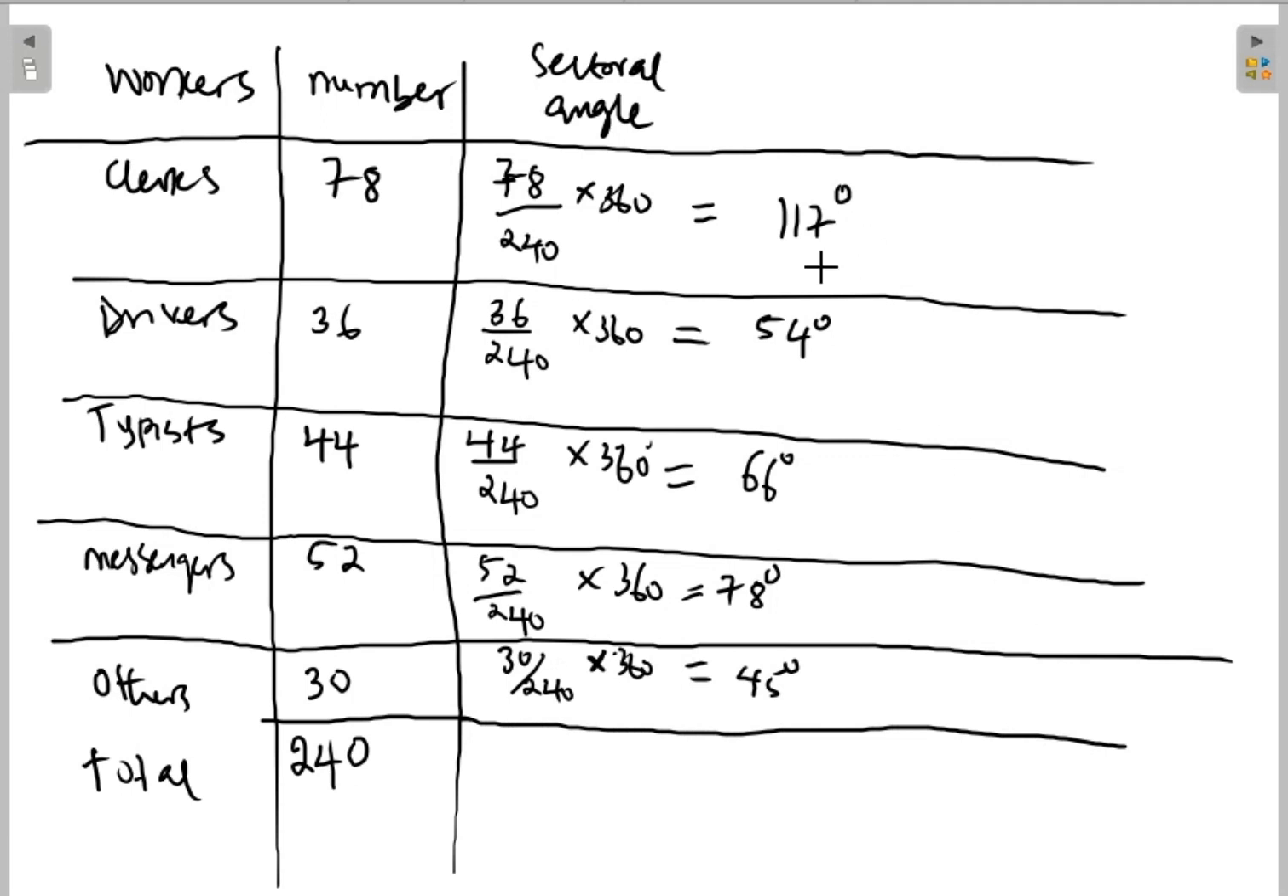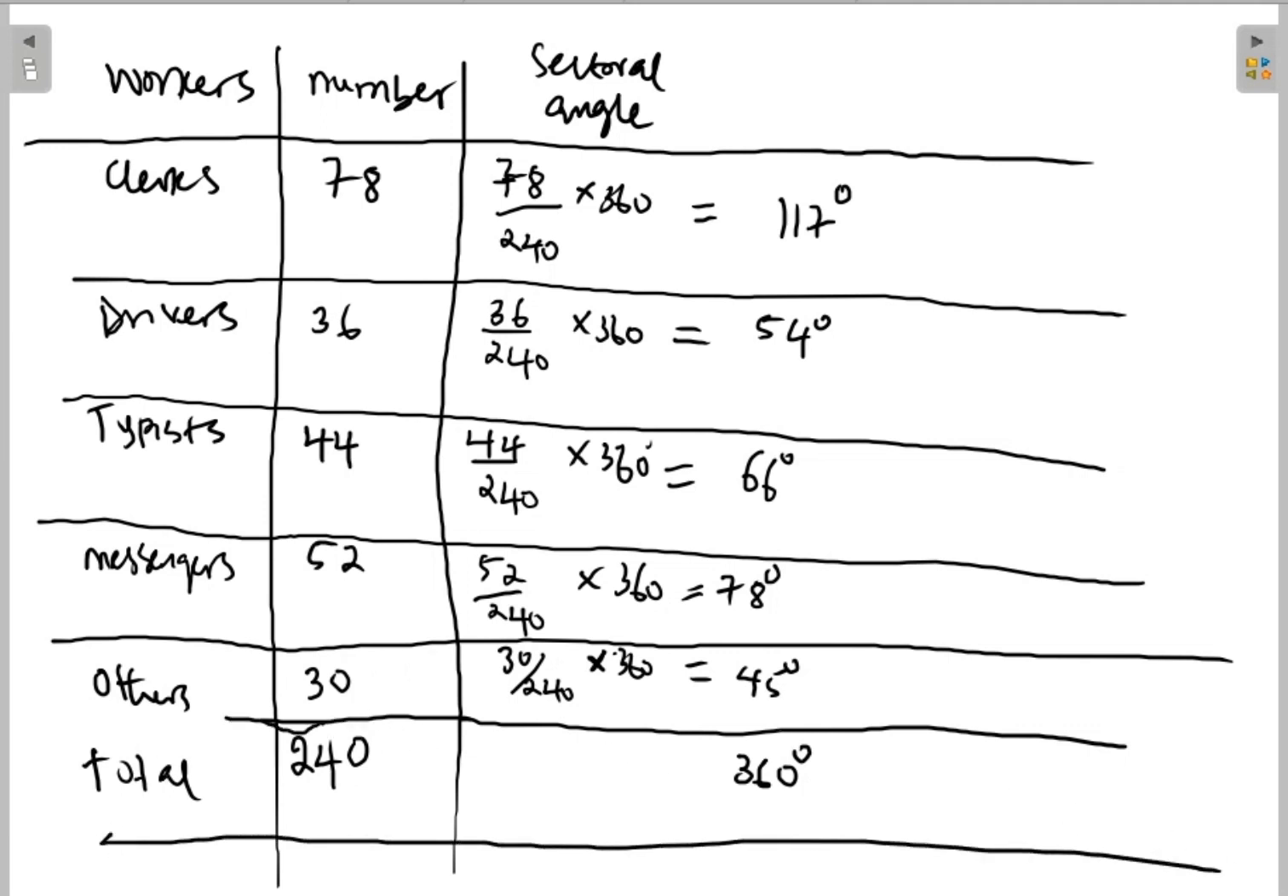Now when we sum all this up, 117 plus 54 plus 66 plus 78 plus 45, you will have 360 degrees. Now the next thing we do is to draw a pie chart, which is very simple. Now let's move on to the next page.